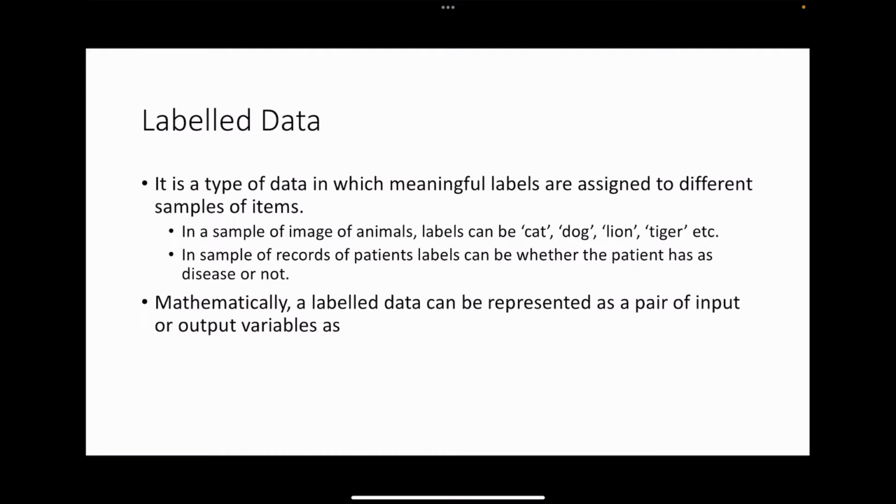Mathematically, labeled data can be represented as a pair of input and output variables and can be denoted by the tuple (x1, y1), where x1 is the feature or the attribute and y1 is the target label or the output label. So we have (x1, y1), (x2, y2), (x3, y3). With the help of x1, we want to predict the value of y1.